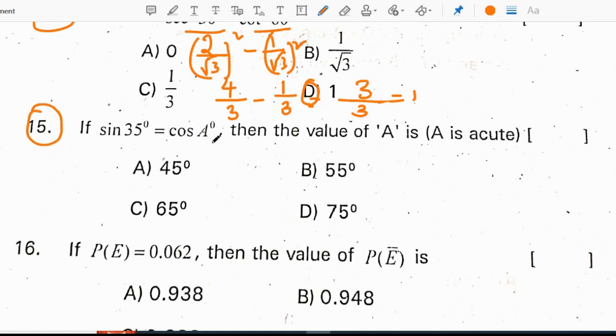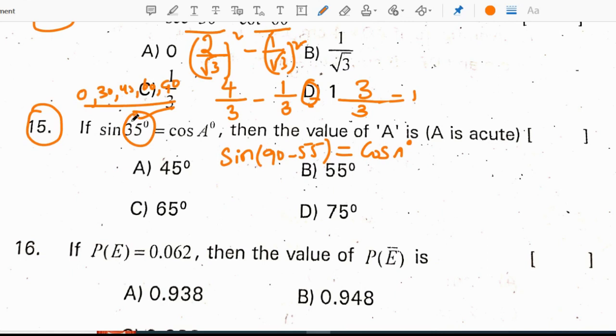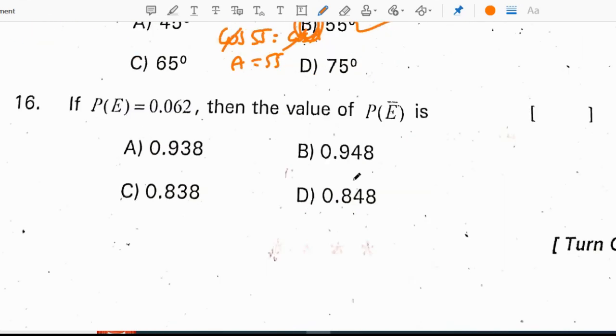15th question, if sine 35 is equal to cos A, then the value of A is. Sine 35 can be expressed as sine 90 minus 55. So 90 minus 55 value is 35, that is why we write it this way. Why we take 90 minus A is because they are complementary angles. Apart from the standard angles 0, 30, 45, 60, 90, any angle other than these we call as complementary angle. So 35 can be expressed as 90 minus 55. Sine will become cos. Cos 55 is equal to cos A. Cos will be cancelled. A will be 55 degrees. Correct option is option B, 55.